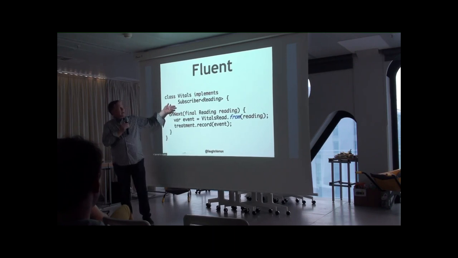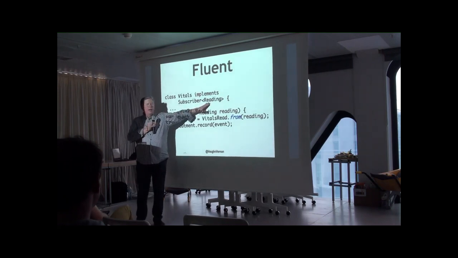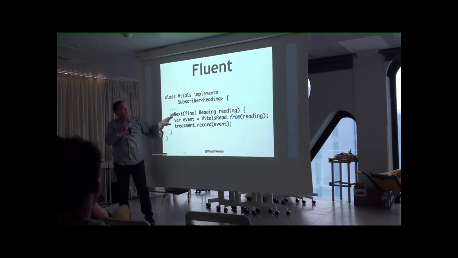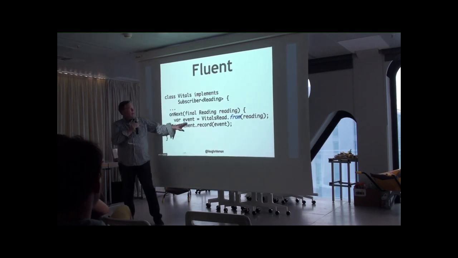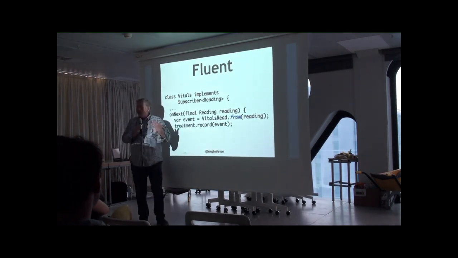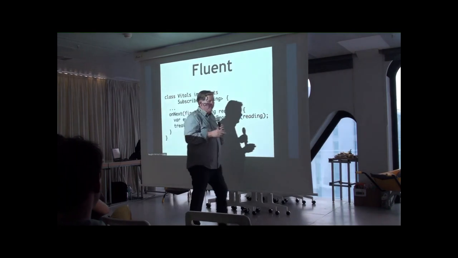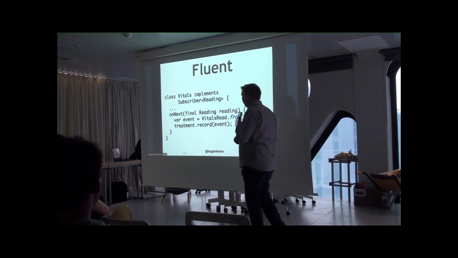Using reactive streams, we have a subscriber to a reading from the machine, and on next, so whenever the reading is available, we receive the reading, and what do we do? We create an event, vitals read, from the reading. Notice how that reads nice and fluently. We know exactly what's happening. No setters and getters in this. That's not a good design.